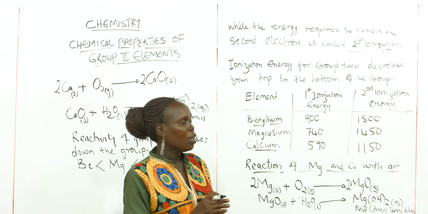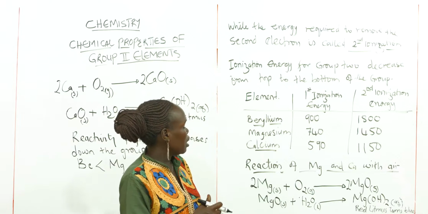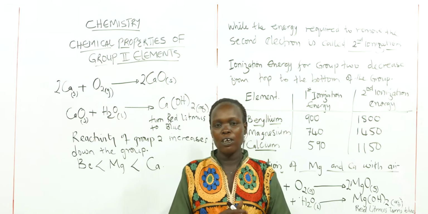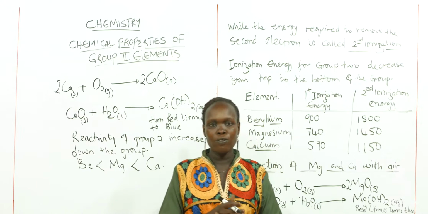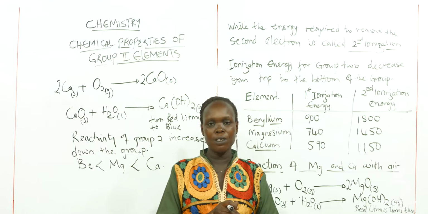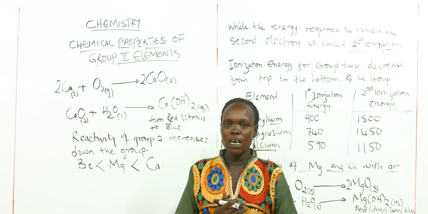Learners, we have come to the end of this lesson, and we have learned that the ionization energy drops as we move down the group, and the reactivity increases as we move down the group.